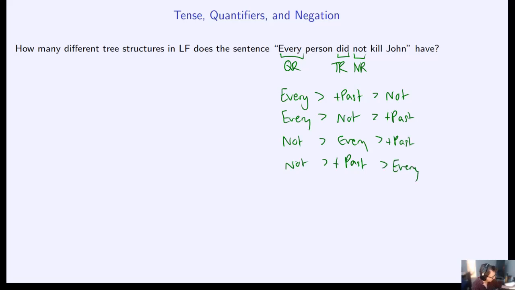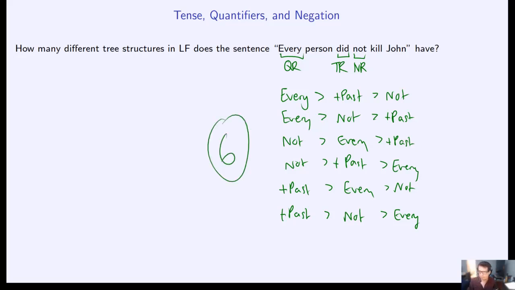We could put plus past to the top and then every and then not, or we could put plus past to the top and then not and then every. So just by having a quantifier, a tense, and a negation in our tree, we can have 6 different interpretations for our sentence. So every person did not kill John theoretically has 6 different interpretations.